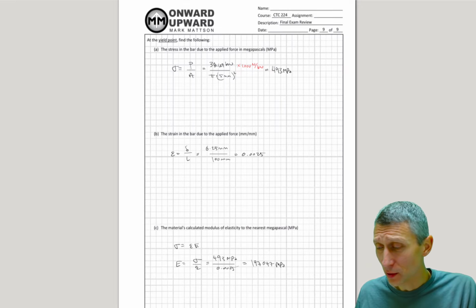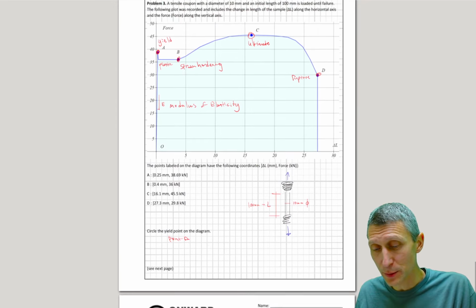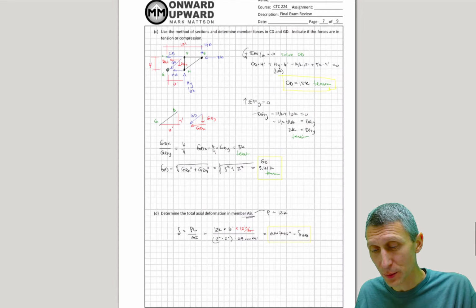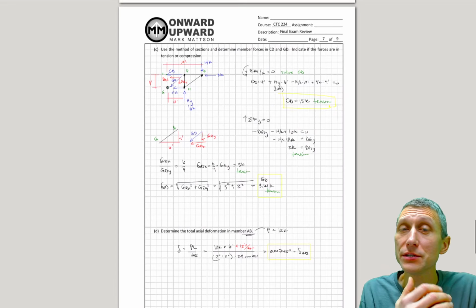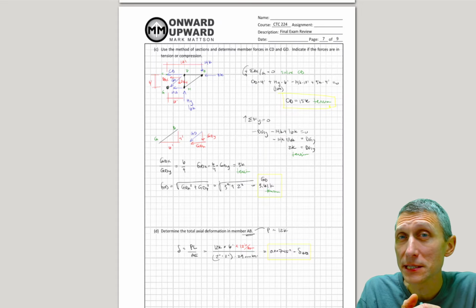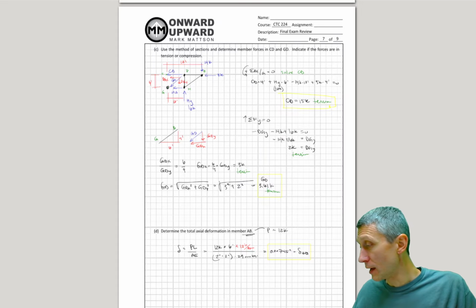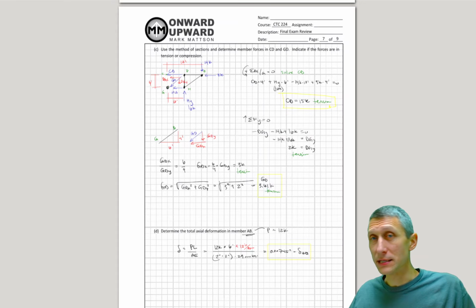These problems will be on there. It's not going to look exactly like this problem, okay? But you have to understand how to do each of these concepts in order to be successful with this test.